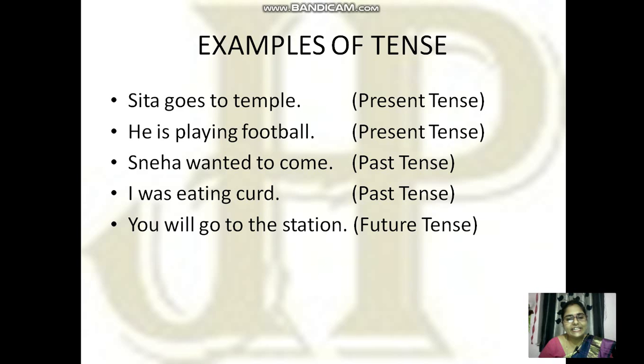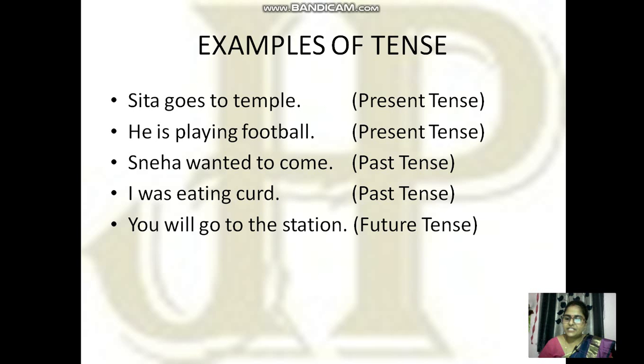Sneha wanted to come. The second form of verb want shows that this sentence is in past tense. Is it clear? Now next sentence, I was eating curd. The word was shows that this sentence is in past tense. Now next sentence, you will go to the station. The word will shows that this sentence is in future tense.